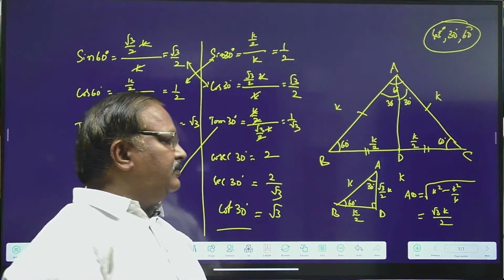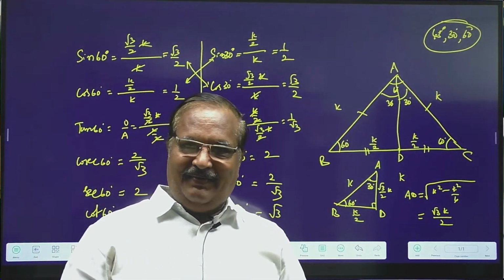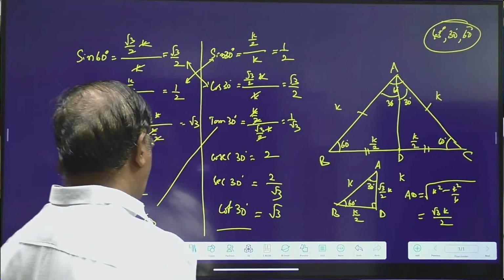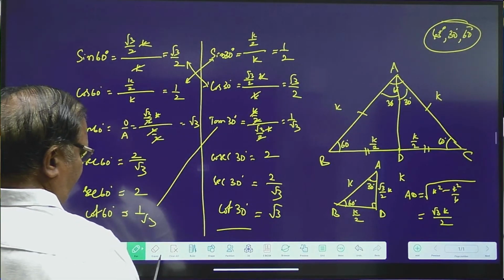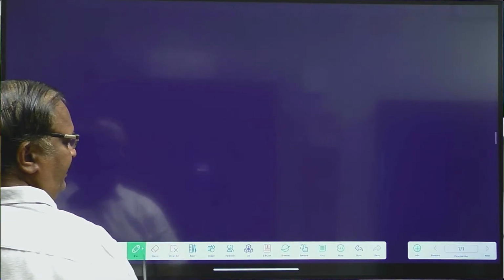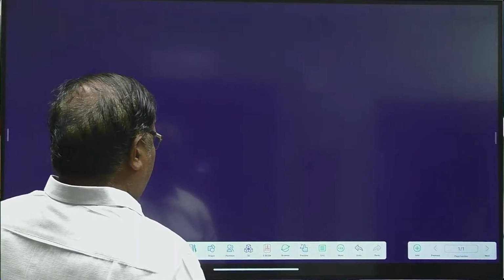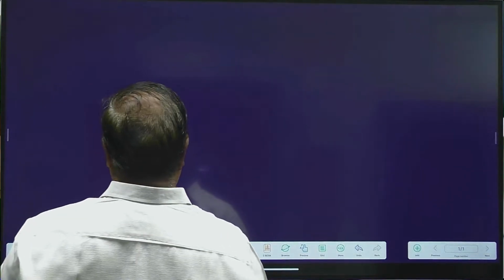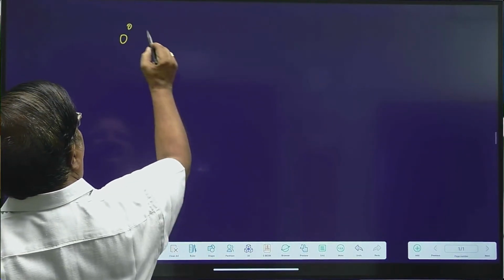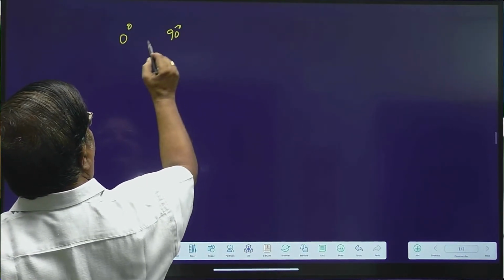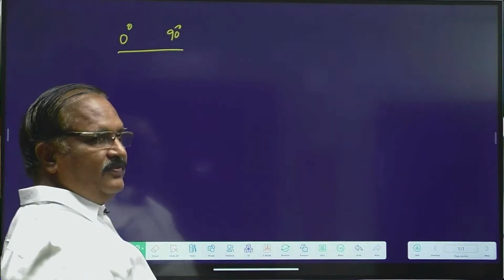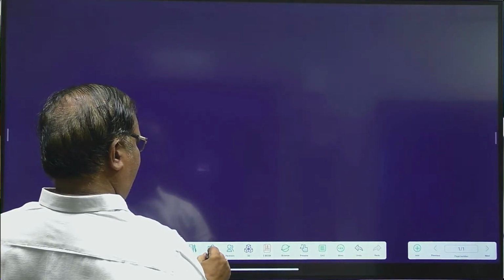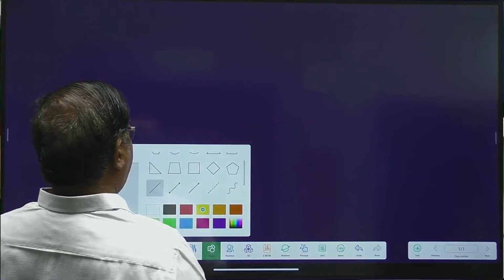Now two more angles are left. Let us see those two more angles also. Okay, I will clean. For this I have to make you understand 0 degrees and 90 degrees. Let me explain how these angles will come, with my little knowledge.